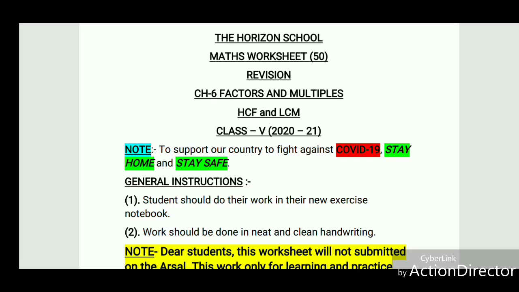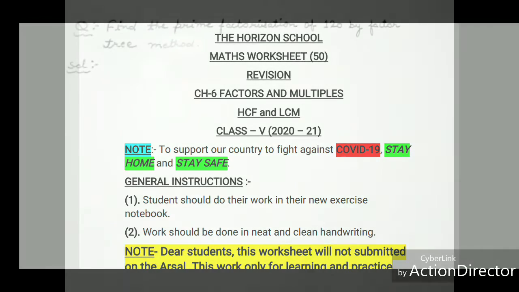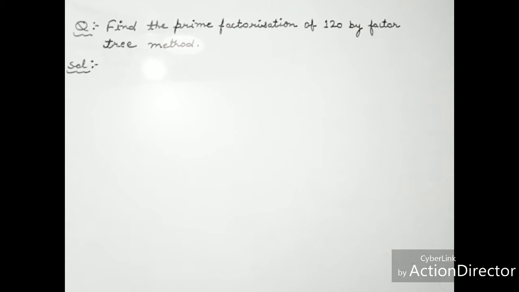This is a revision worksheet of chapter number 6, factors and multiples. Here we will discuss HCF and LCM and factors and multiples. Now students, here I solved some examples related to prime factorization. We will revise here the factor tree method.